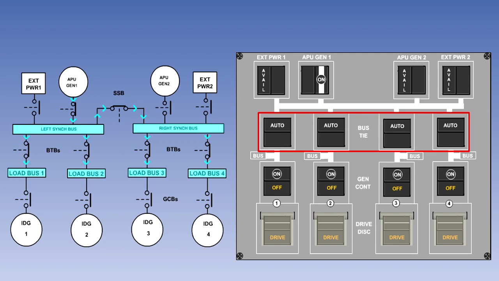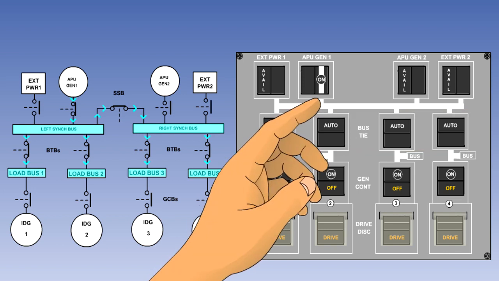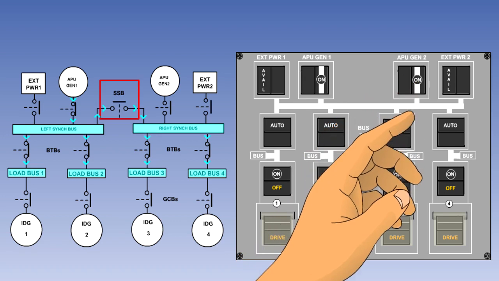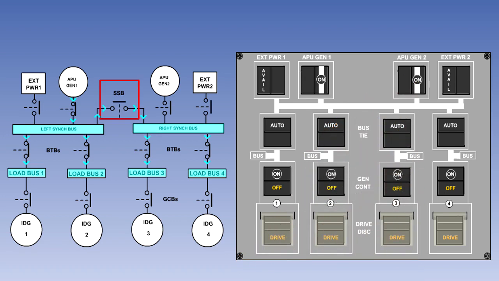The bus tie breaker, or BTB, switch lights are normally latched in with auto illuminated. In this position, the BTBs will remain closed unless there is a fault. Therefore, the selected source will power all four load busbars through their BTBs. If an APU generator or external power supply is connected to the other synchronizing busbar, then the split system breaker, or SSB, will automatically open to separate the two sources of supply.